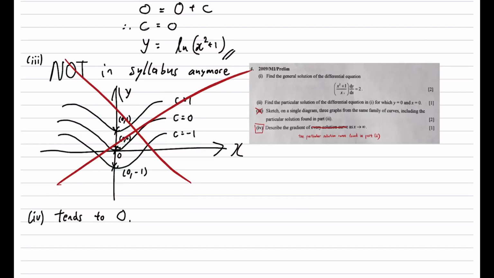Part 4, I modified the question so that it's still in the syllabus. Describe the gradient of the particular solution curve found in part 2. What does that mean? It basically means here, y equals ln of x squared plus 1. We want to look at the behavior of this graph. And how this curve looks is like this.